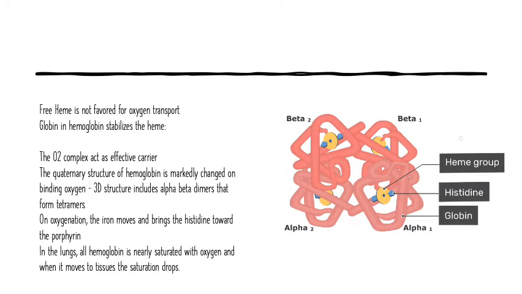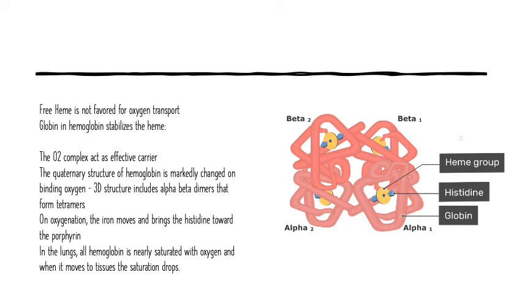Alright, so there's a free heme that is not favored for oxygen transport. Globin in the hemoglobin stabilizes the heme. Furthermore, that O2 complex acts as an effective carrier. And the quaternary structure, which you can kind of see here on the right, shows a little better explanation. That quaternary structure of hemoglobin is markedly changed on binding oxygen. So the 3D structure includes alpha-beta dimers that form the tetramers.